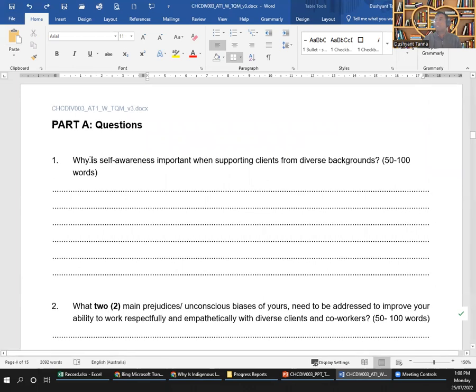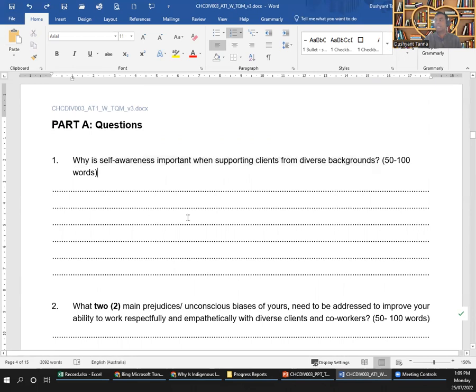Question number 1: why is self-awareness important when supporting clients from a diverse background? 50 to 100 words. So when it says 50 to 100, you can fit in anywhere within this range. Why is self-awareness an important part when supporting your clients from a diverse background?